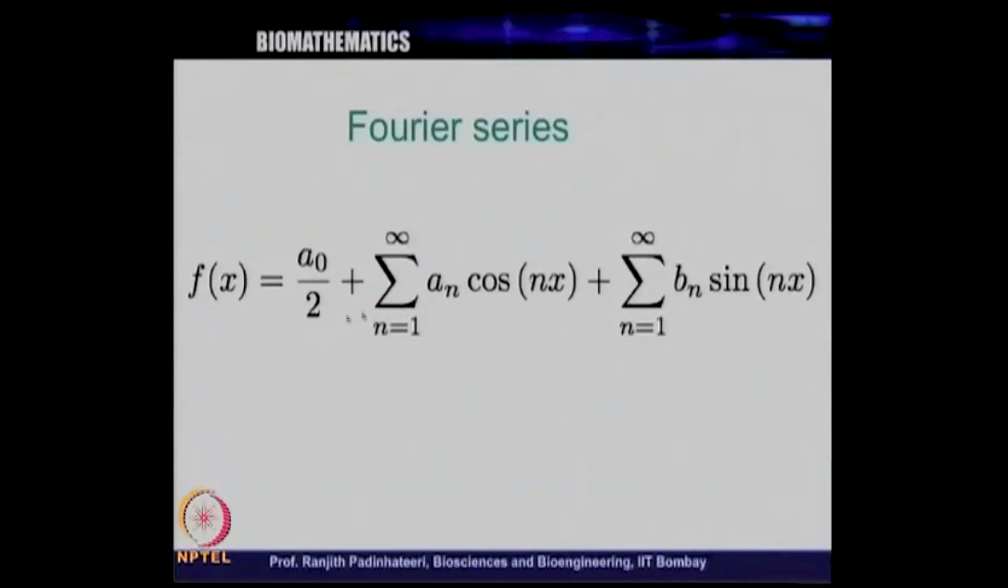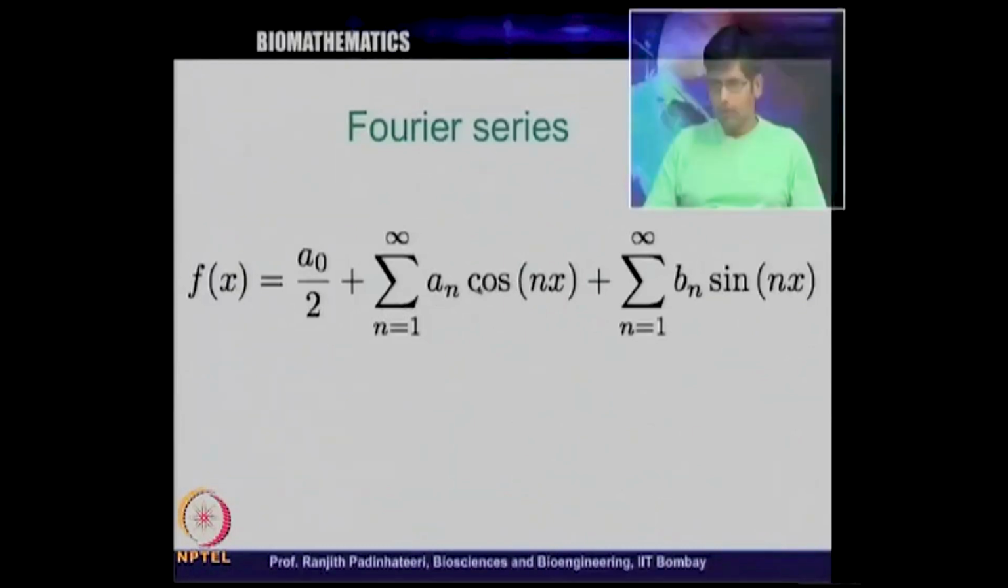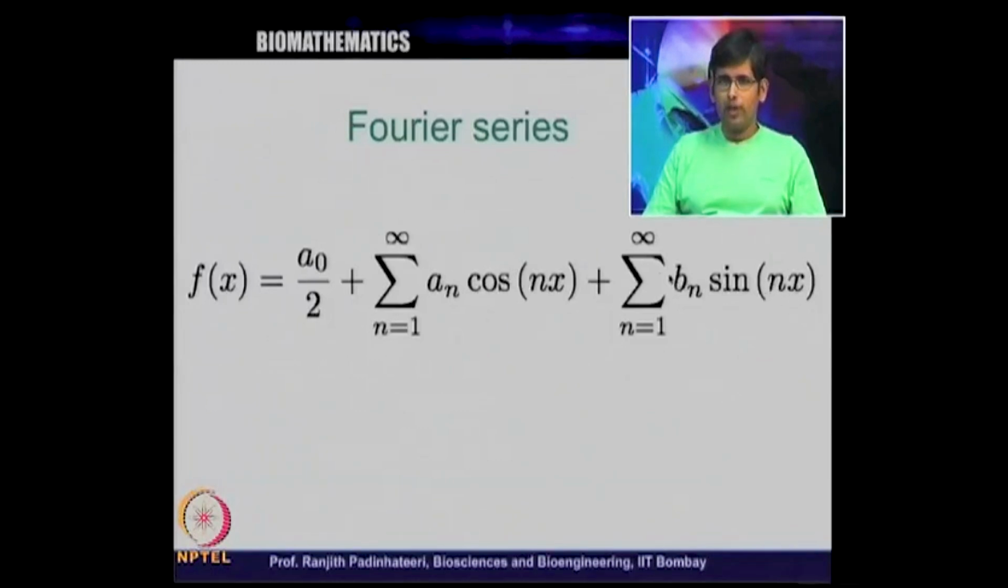So, if you have a set of coefficients, f of x can be expanded in terms of some number times cos, plus something else multiplied with sine. You can expand any periodic function in this particular manner. So, what does this mean? Why is it important to biology?